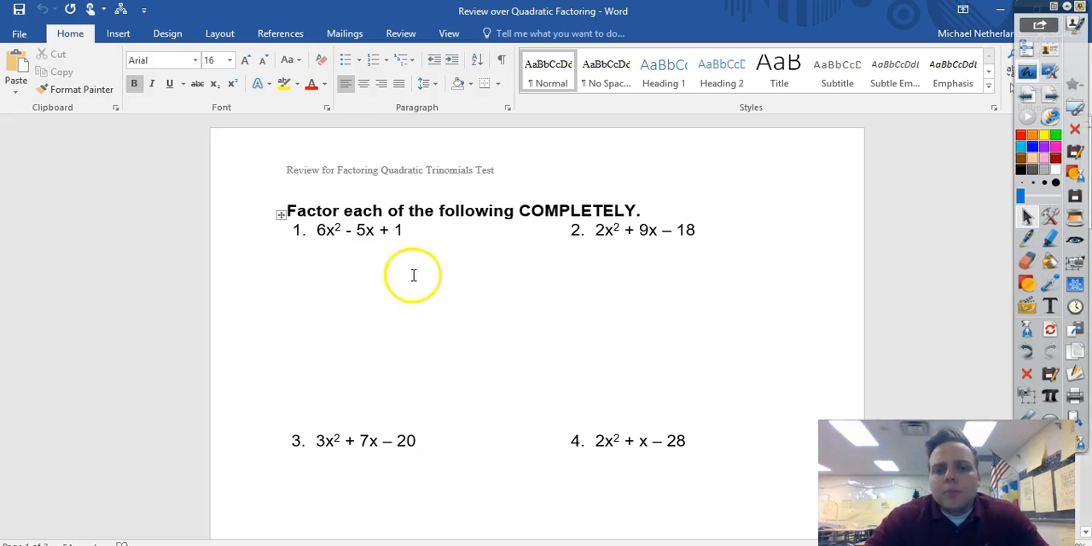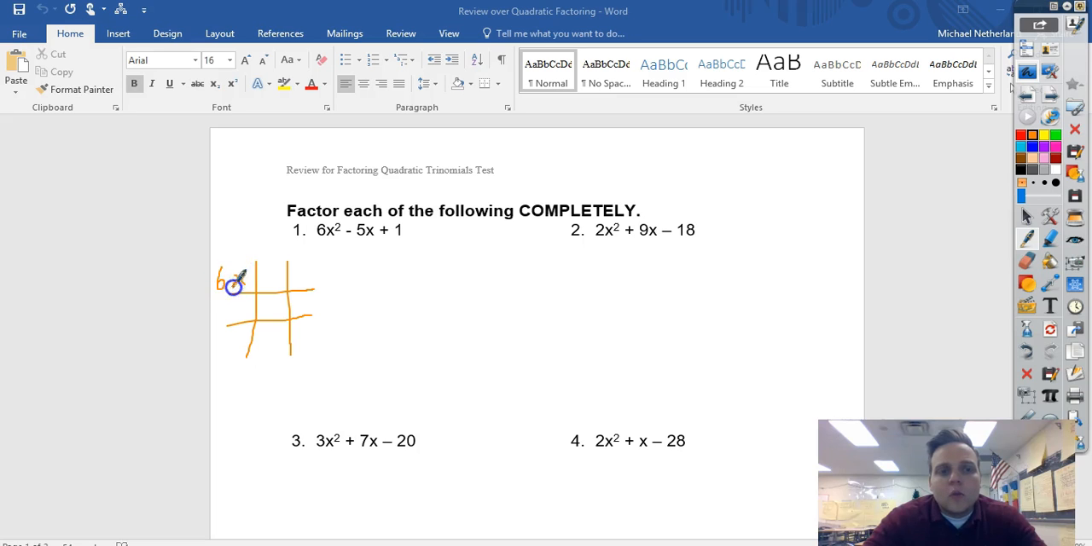Alright, so problems 1 through 4, it says factor each of the following completely. Number 1 gives us 6x squared minus 5x plus 1. Well, this is a quadratic, highest power is 2, trinomial, 3 terms, so it's a quadratic trinomial. If I say factor, no matter what the factoring problem looks like, I should always start off factoring the greatest common factor. 6, negative 5, 1. They only have a 1 in common. X squared, x, no x. That means they don't have a variable in common. So there is no greatest common factor, so I'm going to go straight to tic-tac-toe.